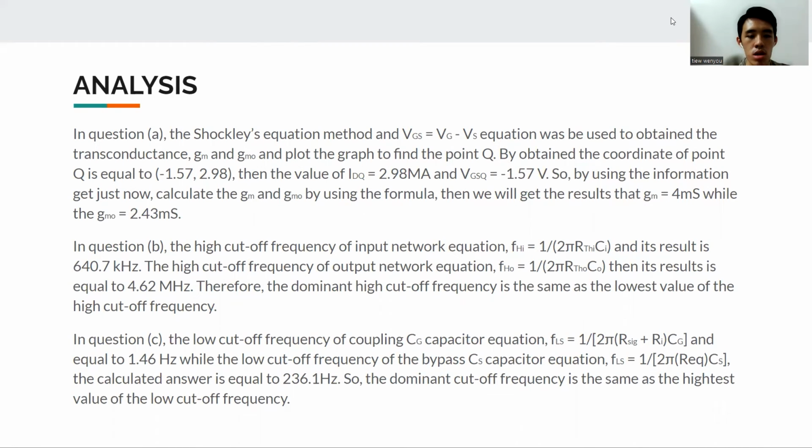In question C, the low cutoff frequency of the coupling CG capacitor equation fLG equals 1 over 2 pi (Rsig plus Ri) times CG, which equals 1.46 Hz, while the low cutoff frequency of the bypass CS capacitor equation fLS equals 1 over 2 pi Req CS. The calculated answer is equal to 236.1 Hz. So the dominant cutoff frequency is the same as the highest value of the low cutoff frequencies.